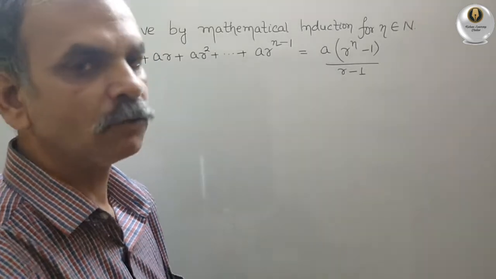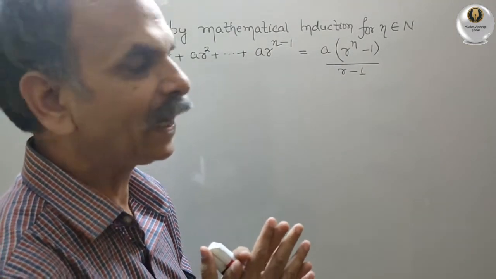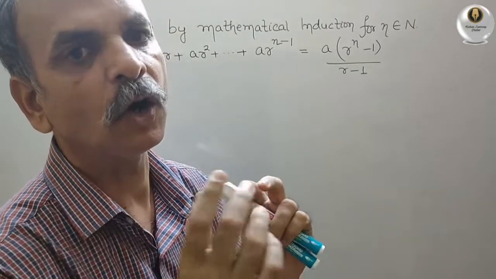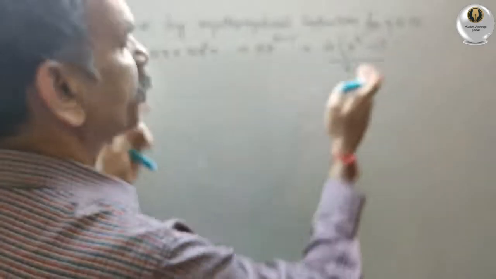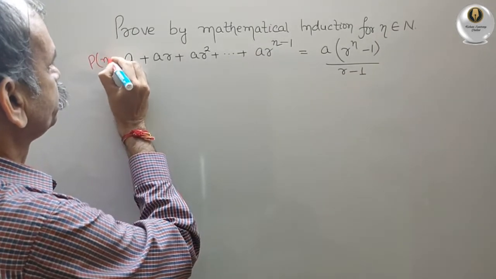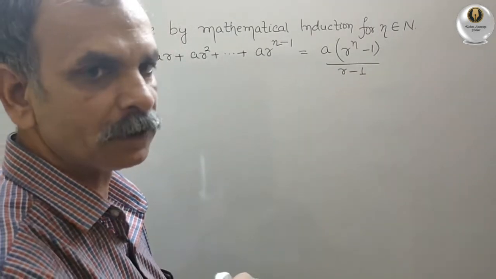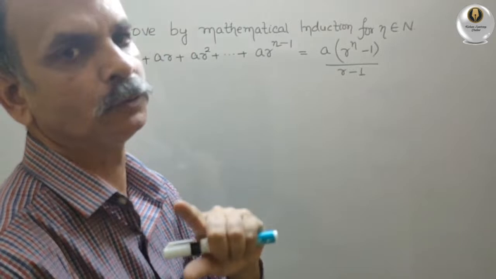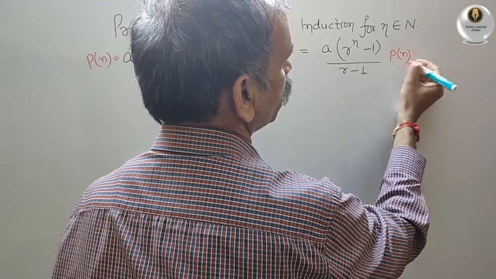Now first thing what we have to do, just we have to see that Pn is true or not. For that what we have to do, just we have to take the full equation as Pn. So this is your Pn. And next step is that Pn should be true. We have to prove that Pn should be true.